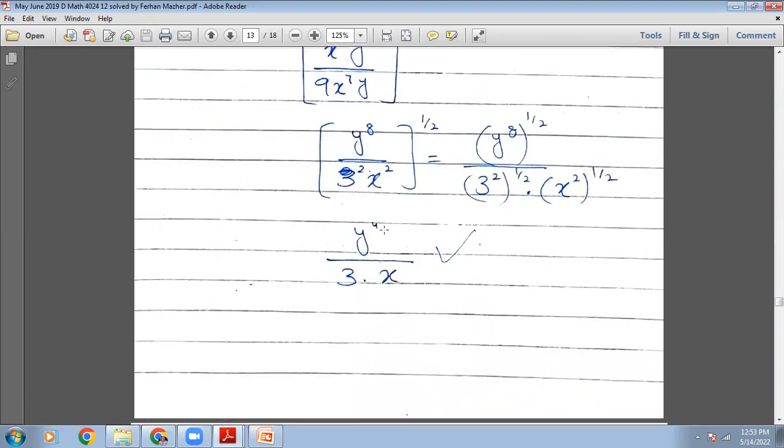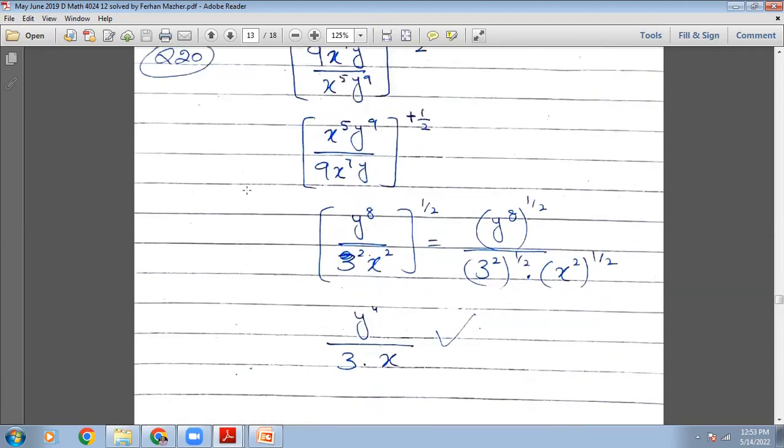So it will become y raised to power 4 because the power of the power multiplies with each other. When 8 is multiplied with 1 by 2, we get y raised to power 4. When 2 is multiplied with 1 by 2, they will be cancelled. So you will have 3 raised to power 1. 2 multiplied by 1 by 2 will be cancelled. So you will have x raised to power 1. So this is my final answer.